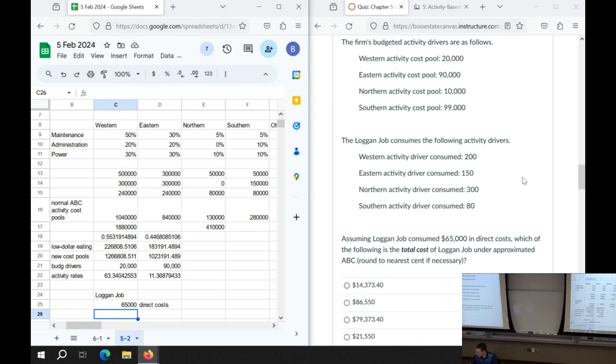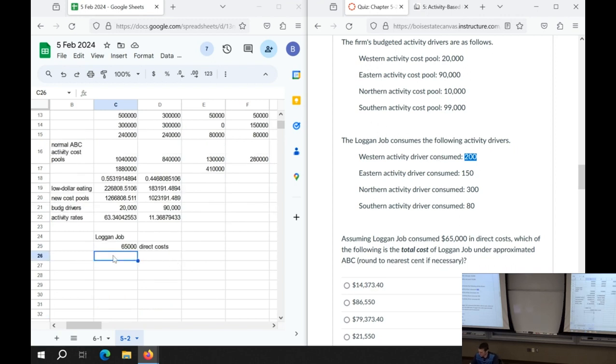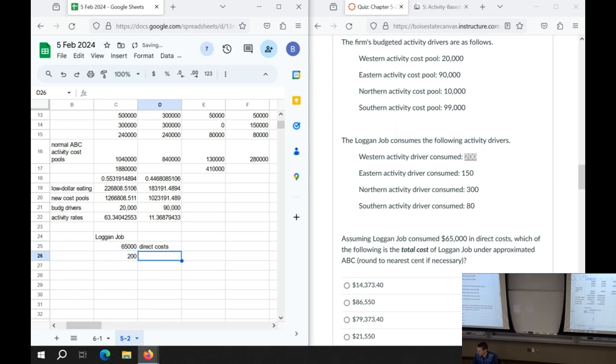So, instead we have 200, consumes 200 units of whatever this driver is. I don't know, direct labor hours, machine hours, clowns punched, whatever the driver is. Western driver. Please don't assault clowns because I said that.